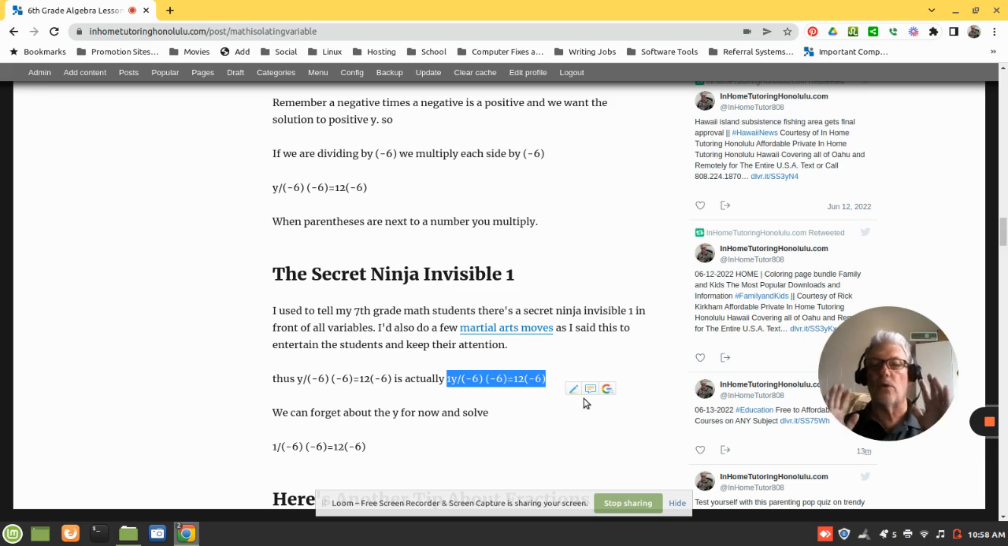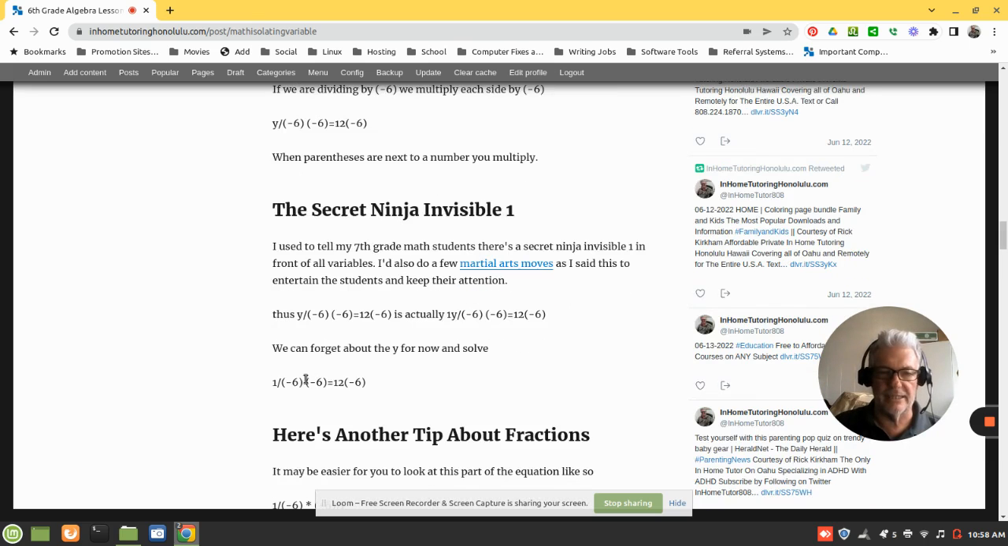Okay, so for now, forget about the y. And look at this. We've got 1 over 6 times 6 equals 12 times negative 6, or 1 over 6 times negative 6. 1 over negative 6. You know what? I'm going to keep this in here and not redo it so you can see what happens when you're trying to do a video. We've got 1 over negative 6 times negative 6 equals 12 times negative 6.